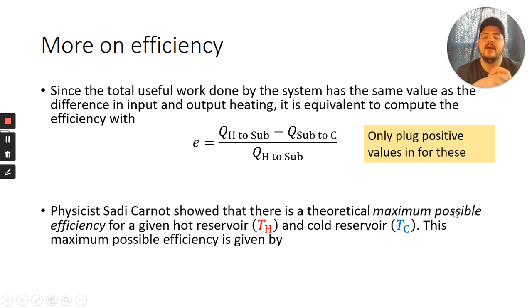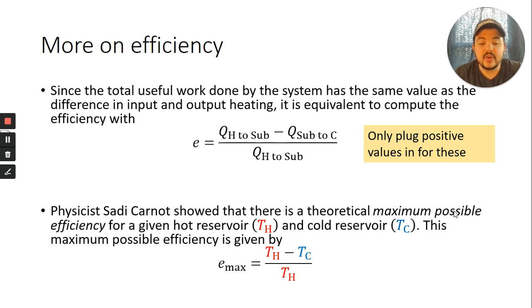Now, the physicist Carnot showed that there is a theoretical maximum possible efficiency for a given hot reservoir at a temperature TH and cold reservoir at TC. So this is not the temperature of the water, the working substance. This is the temperature of the coals, the hot reservoir, and of that cold reservoir where the water was getting condensed. We're not going to prove this here. It's a little bit beyond the scope of this course, but this is the maximum possible efficiency given a hot reservoir and a cold reservoir.